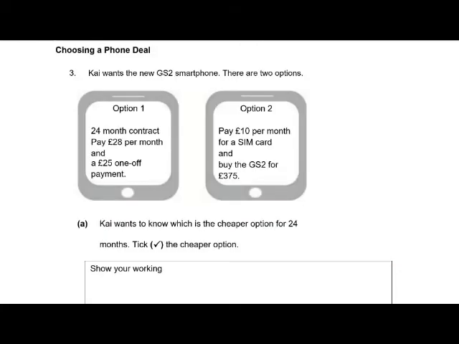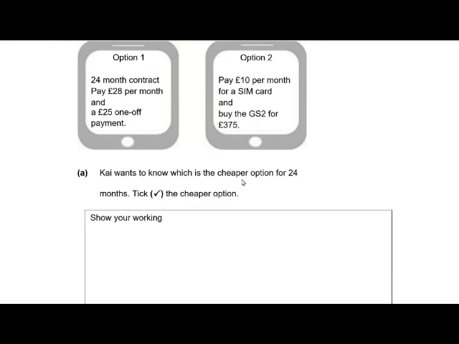Question 3 is about choosing a phone. Kai wants the new GS2 smartphone, and there are two options. Option 1 shows 24 months at £28 per month and a £25 one-off payment. Option 2 is £10 a month for a SIM card and just buy the phone for £375. Kai wants to know which is the cheaper of the two options for 24 months. So we have to tick the cheapest option in our answer box further down.